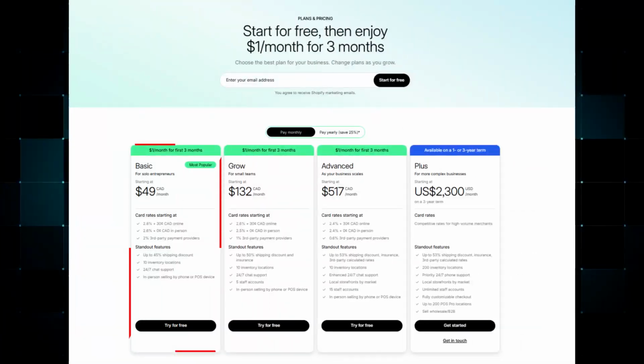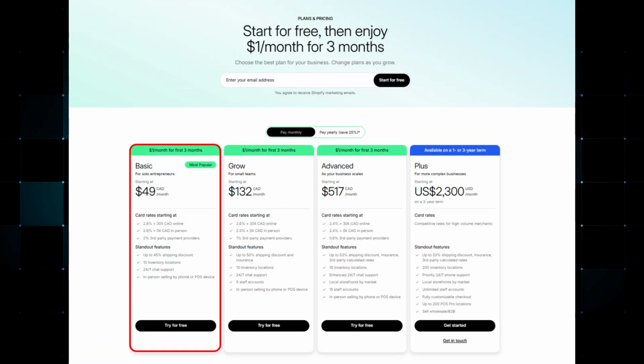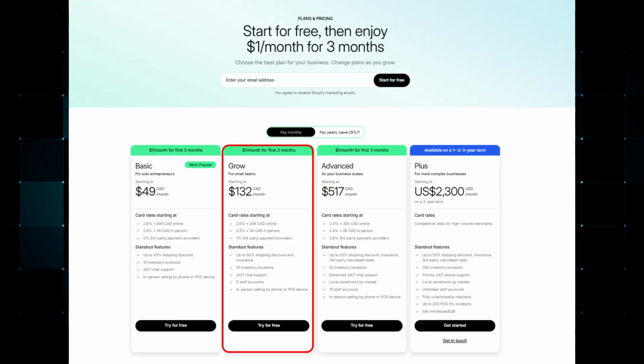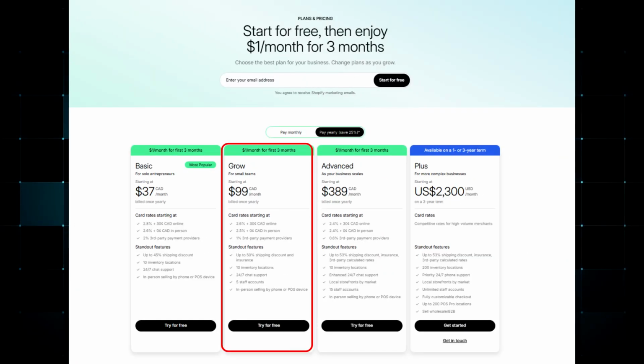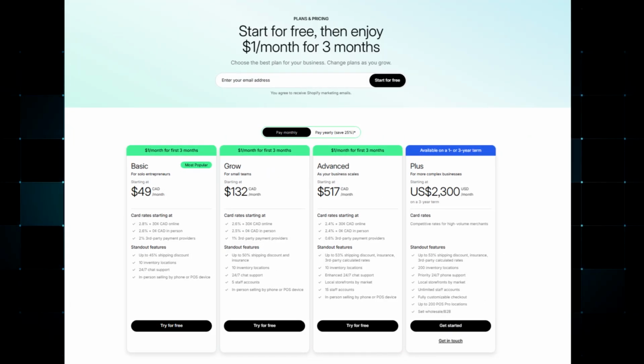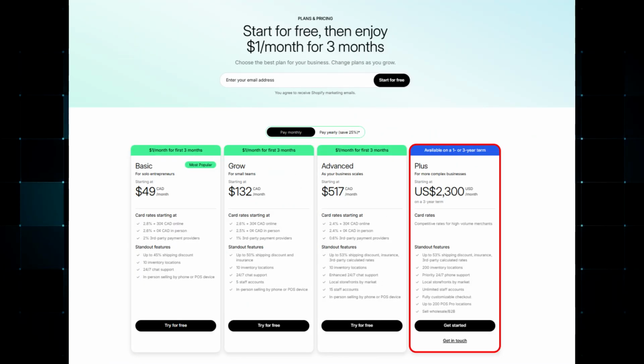For Canada, Basic is 49 Canadian dollars per month or 37 yearly. Grow is 132 per month or 99 yearly. Advanced is 517 per month or 389 yearly. And again, Plus is 2,300 US dollars per month.